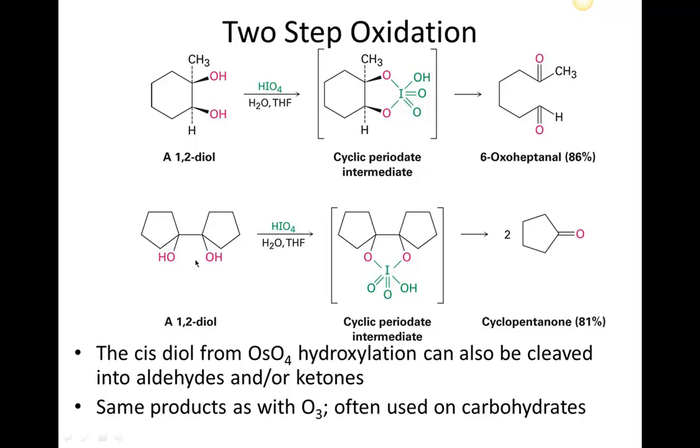Here's another example. So we can just break this apart. If you had this diol, then it's like it was a double bond here, and this also breaks that apart. Once you leave this intermediate, it's going to break that apart, and both of these carbons are going to become carbonyls, and so you make 2 molecules of cyclopentanone.